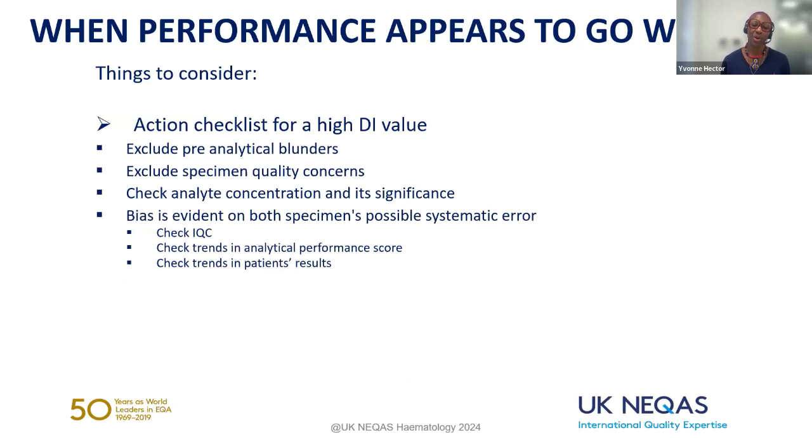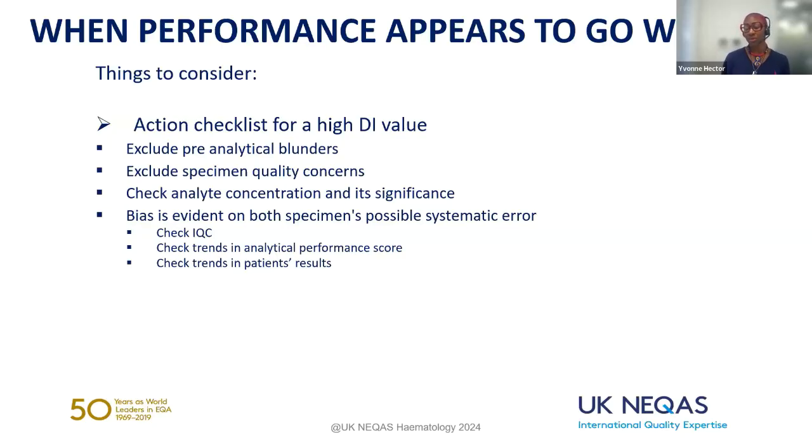We also want to look at if bias is evident in both samples, because there could be a systemic error. So it's checking the IQC. Is that performance in line with what you're seeing with your IQC? Because you can see trends and biases be the same with your EQA result as you can see with your IQC. Are there trends in the analytical performance scores, and are there trends in the patient results?